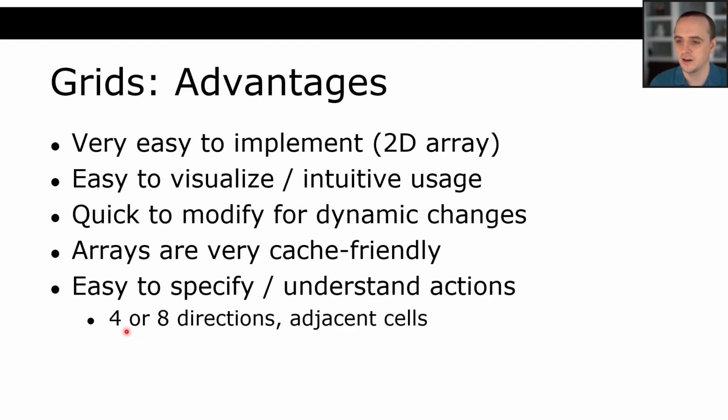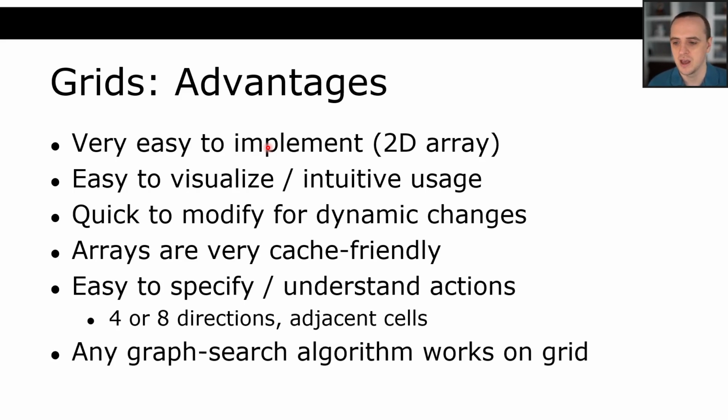And so in grids, you can say, well, we're going to have up, down, left, and right. Or we're going to have 8 directions. Or we're going to have any adjacent cell. Or any hex that's adjacent, right? It's really easy to specify that. And pretty much any graph search algorithm that exists will also work on a grid.